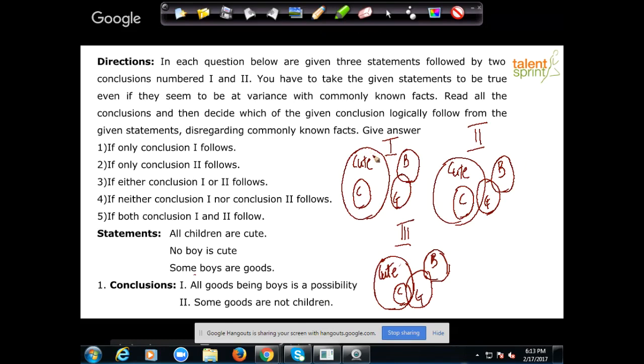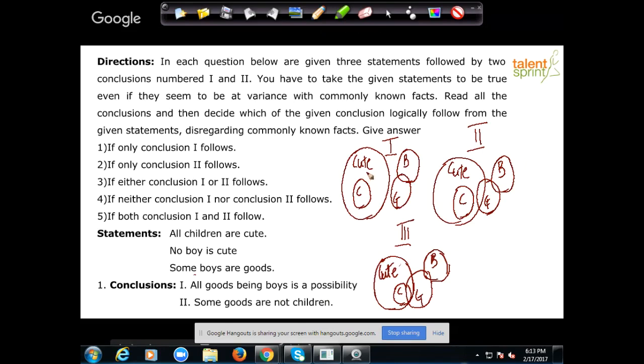I can see Narendra and Manish. Ma'am, in third diagram, there is a possibility of some goods are not children. Manish, ma'am, could you please tell us the third diagram? I am doing exactly that, explaining all the 3 diagrams, and I will once again go back to both conclusion 1 and 2.